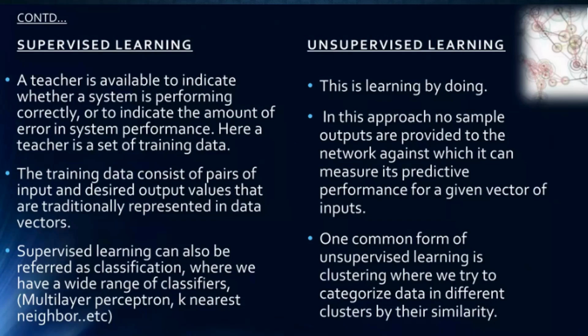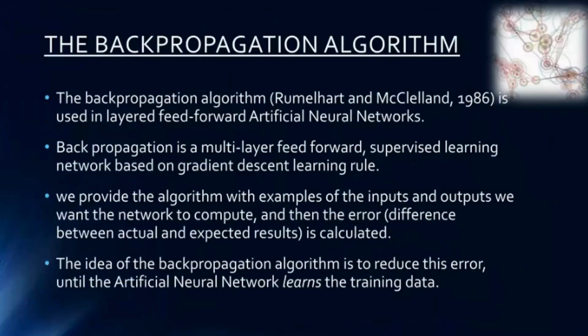And when it comes to unsupervised learning, we discussed it. It deals with unlabeled data, right? So this is learning by doing. In this approach, no sample outputs are provided to the network against which it can measure its performance for the given input vectors. One common approach in unsupervised learning is clustering. We can take K-means also in that. We can divide categorized data into different clusters, right? We all discussed the clusters in the previous part. We divide into proper groups while doing the clusters.